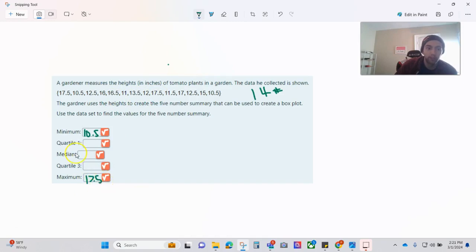Now let's find the median. To find the median, we have to have our numbers in smallest to biggest order. So let's do that. Starting with 10.5. Cross that off so we don't forget about it. Looks like I have another 10.5, and the number 11, and 11.5.